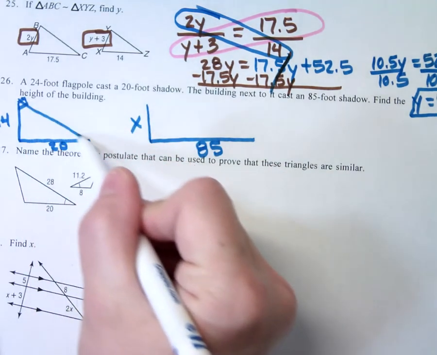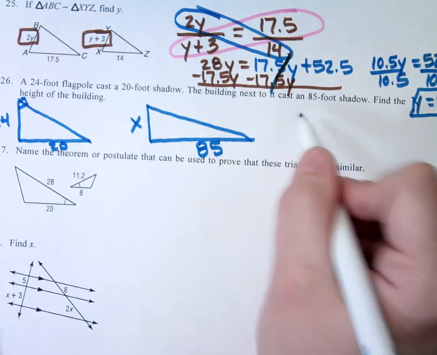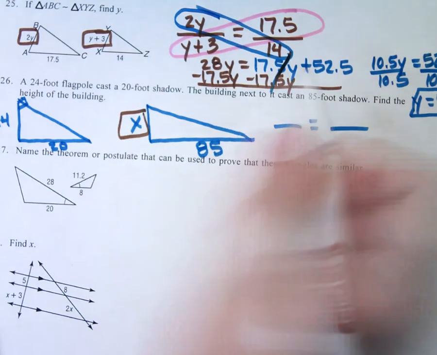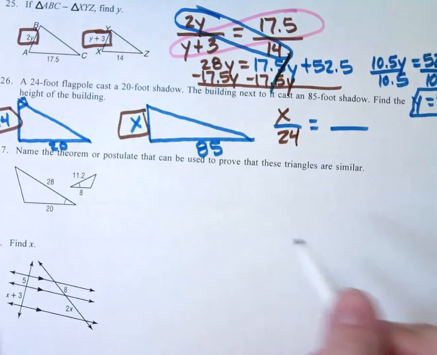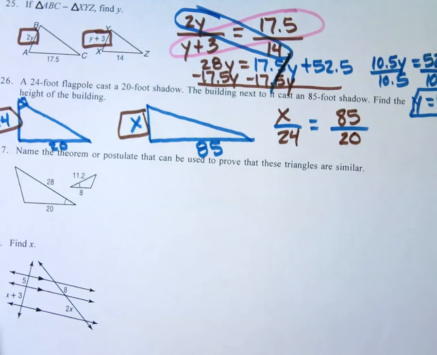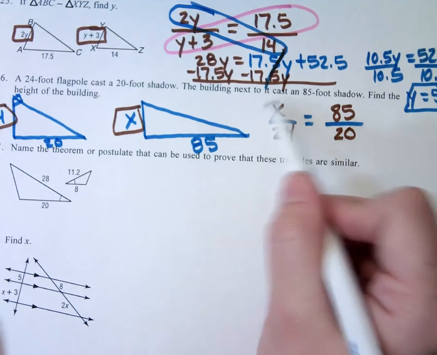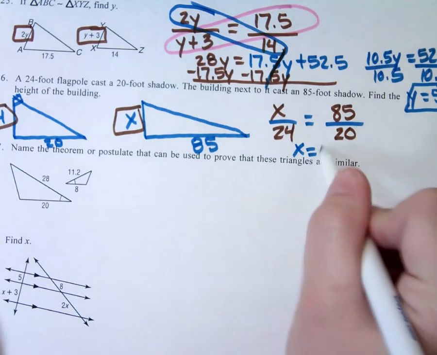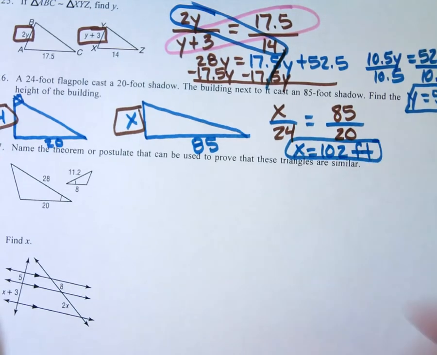Well, I have similar triangles here, so I can set up a proportion. I'm going to start my proportion with x, that's just how I like to do it. So x is to 24 as 85 is to 20. Of course, you can do this other ways. Once I have my proportion, I cross multiply and divide. If you work that out, you should get that x is 102. I'm not going to show it because that one's so easy to do.